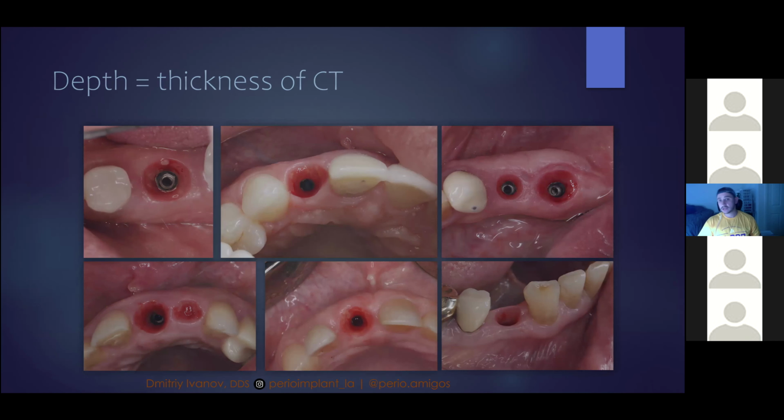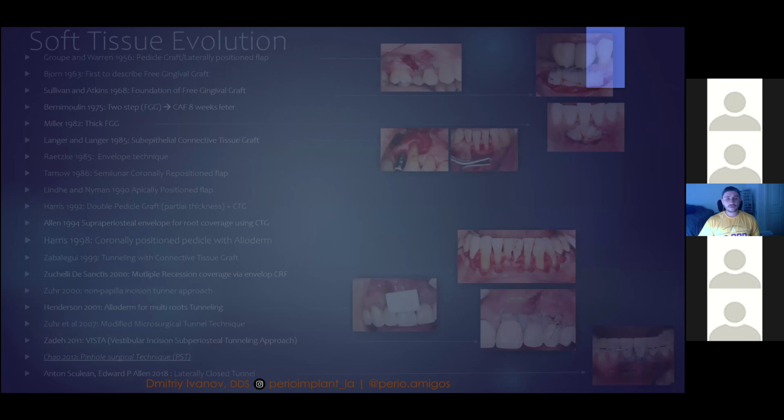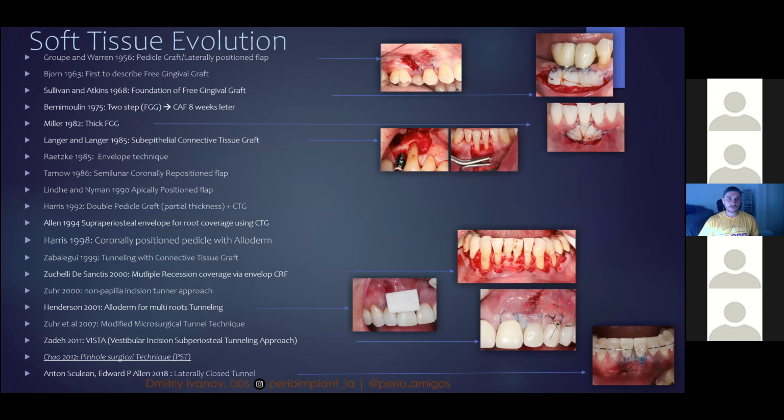So depth equals thickness. A little bit about the evolution of soft tissue. I mean, we've gone through so many different procedures over the years, as you can see. We'll talk a lot about Sullivan and Atkins' paper, which is the foundational paper for all soft tissue. But another important notable paper here is Miller, FGG.